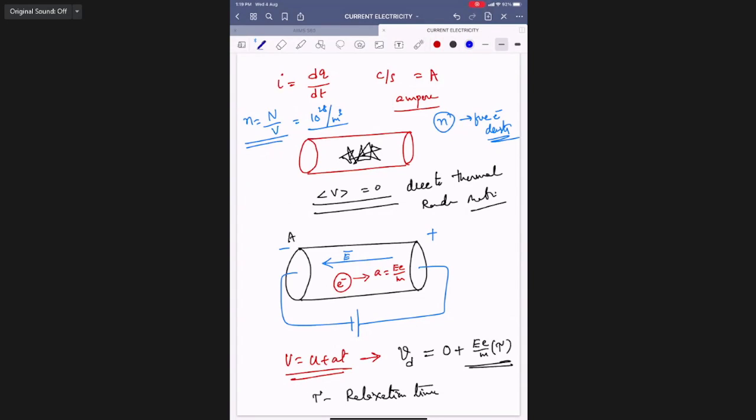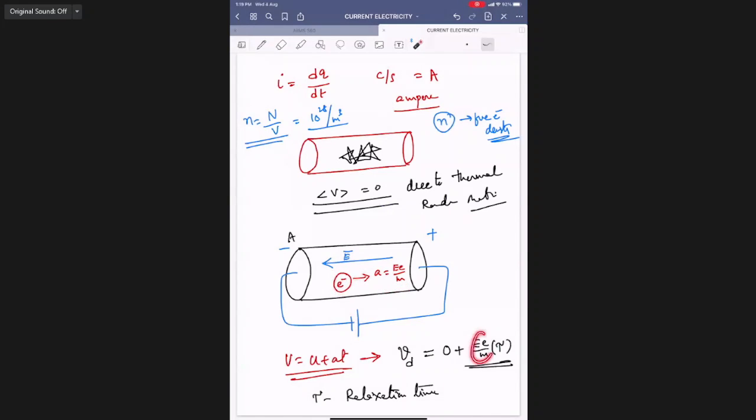So in this one, they are forced. The average velocity is zero because the net displacement is due to thermal random motion. But if one end is at low potential and one at high potential, connected, the electric field is from high to low. Then electrons will accelerate in the direction opposite to the field.